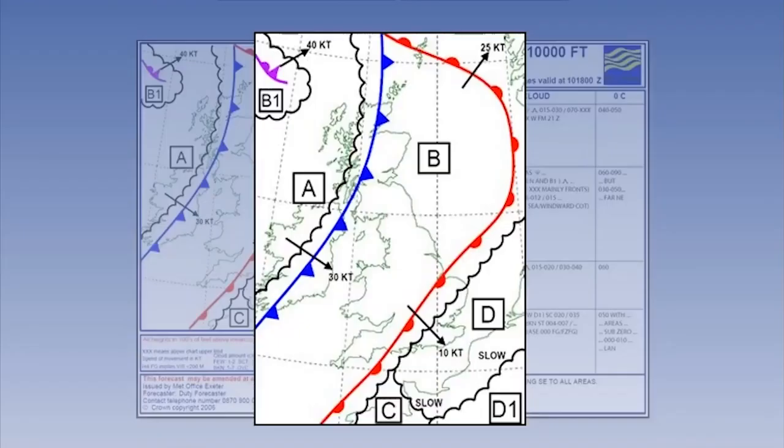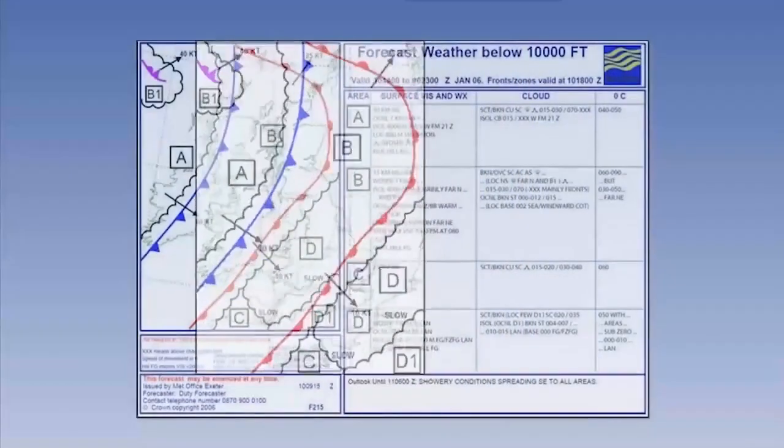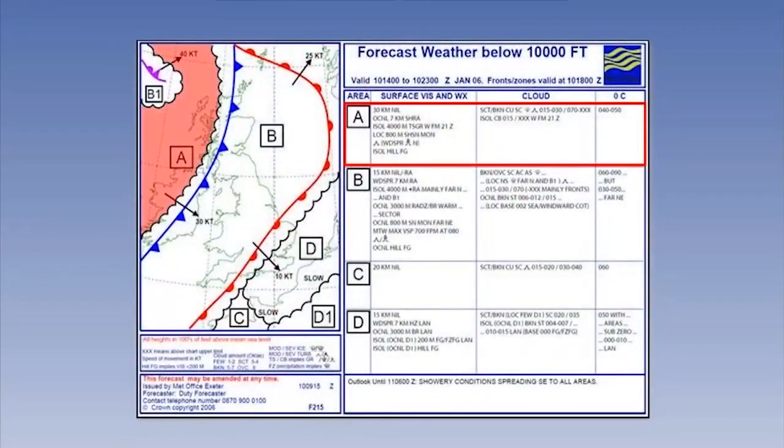Let's now focus in detail on the map. As previously mentioned, frontal boundaries and areas of weather are clearly displayed. These weather areas are bound by black scalloped lines, and in some cases by the edge of the map area. Areas are clearly identified by a boxed letter. In our example here, we have the map divided up into 6 different areas. Each area is linked to the text contained in the main body of the chart by the area letter.